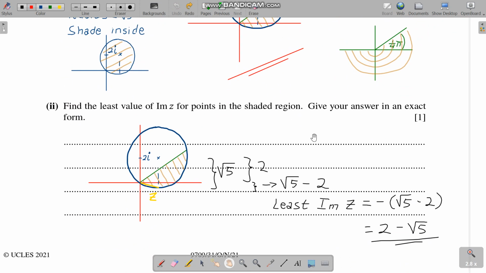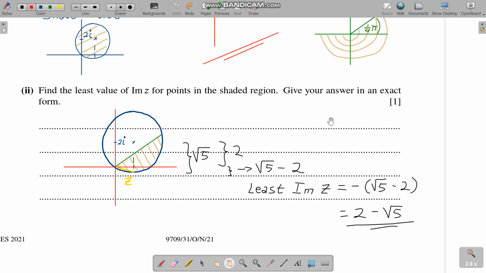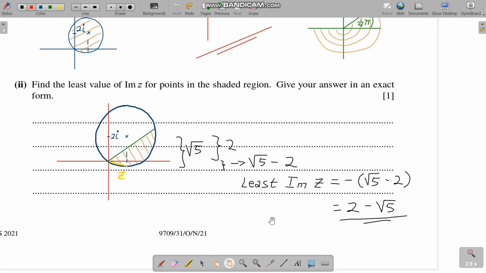And now find the least value of the imaginary part of z for points in this shaded region. So the imaginary means the imaginary part. So the z is the line from origin to any point in this shaded area. So this can be z, any point. But since we want the imaginary value to be the lowest, that's going to be when the point is here at the lowest part.